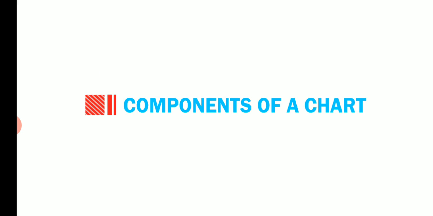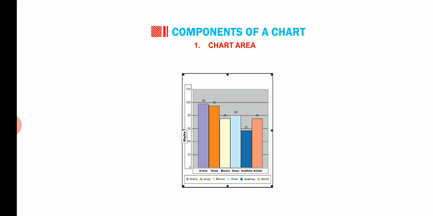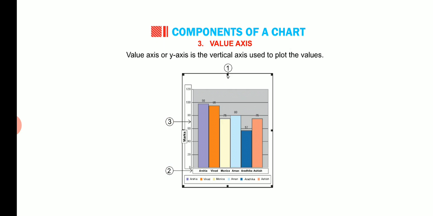Let us first discuss the different components of a chart. The various components of a chart are as shown in the figure. Number 1. This is the chart area. This area includes all the area objects in a chart. Number 2. The category axis or x-axis is the horizontal axis of a chart. Number 3. Value axis or y-axis is the vertical axis used to plot the values.